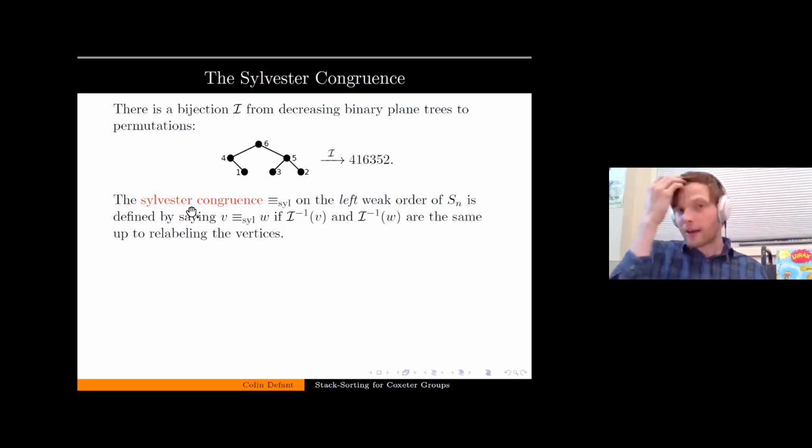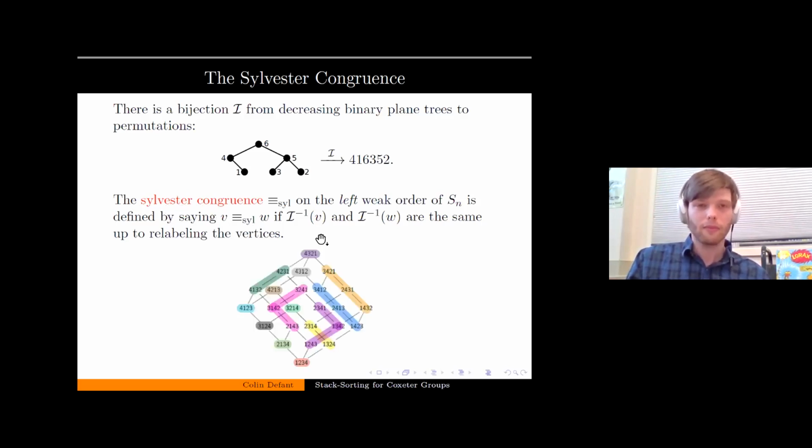And a fun fact about the Sylvester congruence: I used to capitalize Sylvester because I thought it was named after the eccentric 19th century mathematician James Joseph Sylvester. I found out that is not the case. It's actually named after the French word sylvestre, which means forest, because it's coming from trees. So I thought that was interesting, so I no longer capitalize it. And this is a picture of the Sylvester congruence on the left weak order of S4.